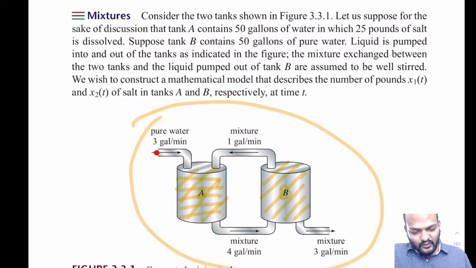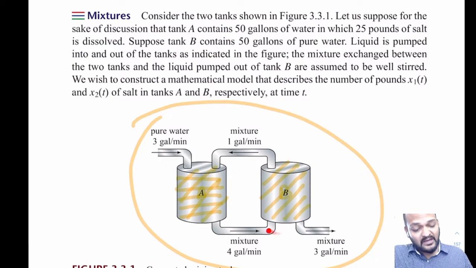So if you take a look at this one, there are 50 gallons in here, 3 gallons per minute is coming in, 4 gallons per minute is going out, and 1 gallon per minute is coming in. Technically, 4 gallons is coming in and 4 gallons is going out of tank A. That keeps the amount of liquid in this one at 50 gallons at any given time, so it doesn't get empty.